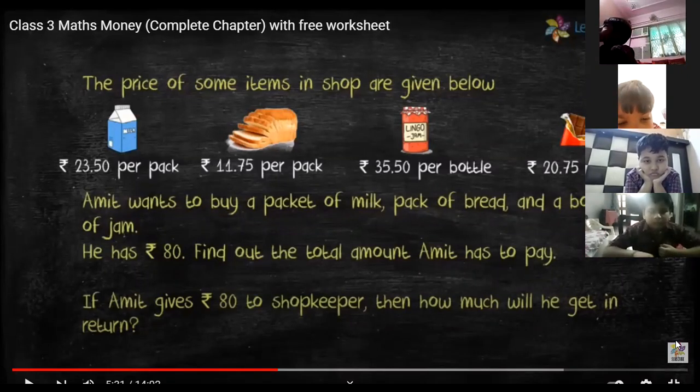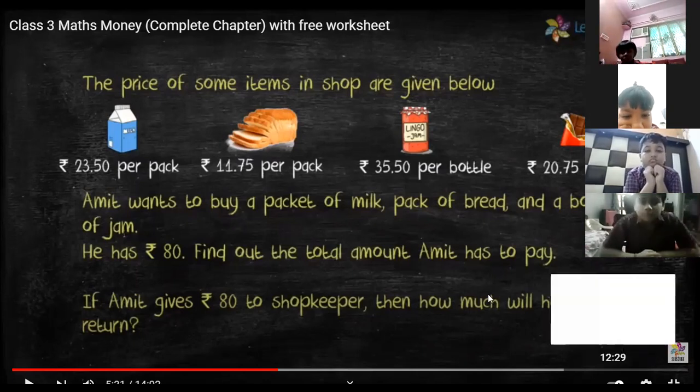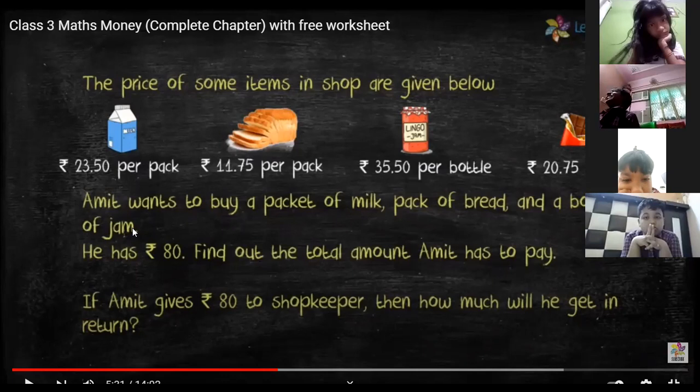As we have already discussed, Amit is going to give rupees 80 to the shopkeeper, so how much amount will the shopkeeper return? Here Ishant Gupta, unmute yourself. Ishant, ready? Yes, ma'am. Can you tell me, beta, when we have already added all these three figures, the price for the milk, price for the bread, and price for the jam, how are we going to find out the amount the shopkeeper will return when Amit gives 80?